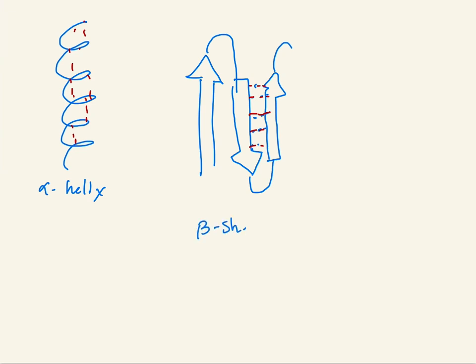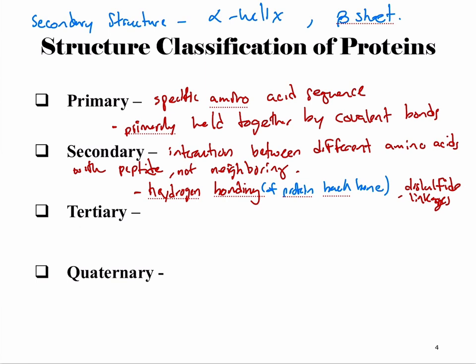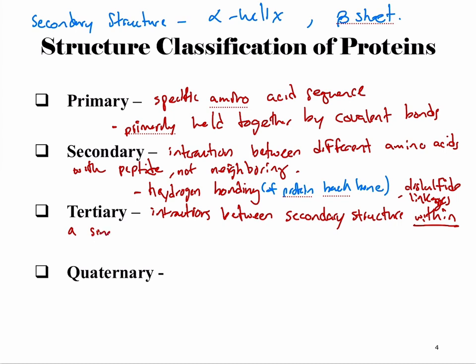So this was a beta sheet. Those are two elements of secondary structure I want you guys to know. Tertiary structure is going to be interactions between secondary structure within, and this is the important part, within a single polypeptide. If they are part of the same amino acid sequence, and it's an alpha helix interacting with a beta sheet, for example, that is going to be tertiary structure.